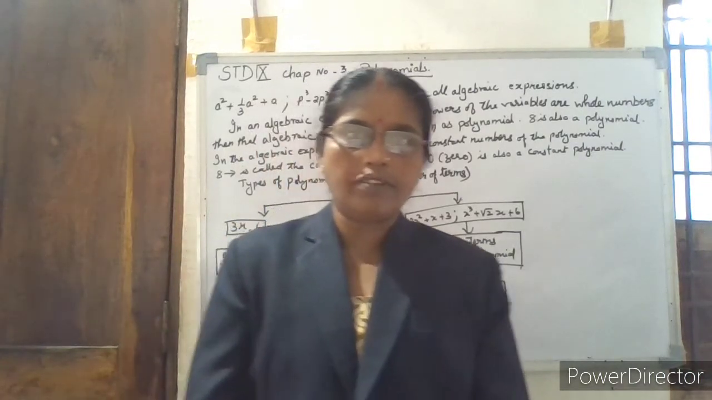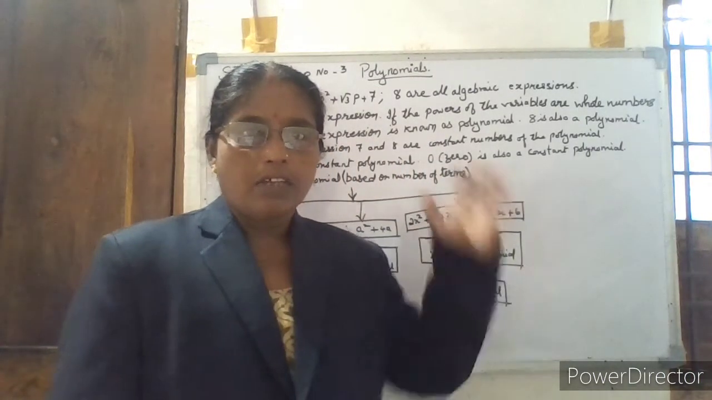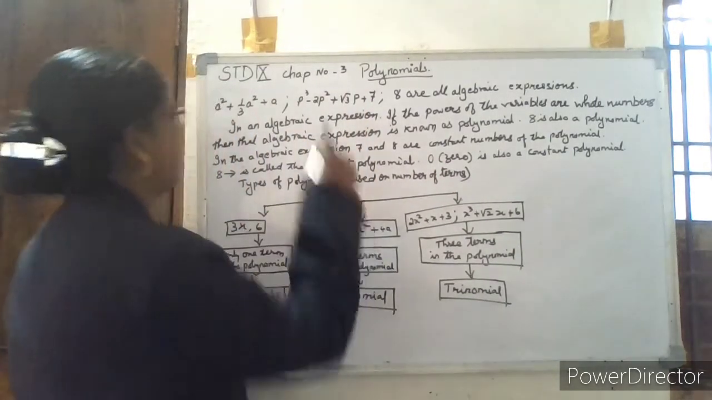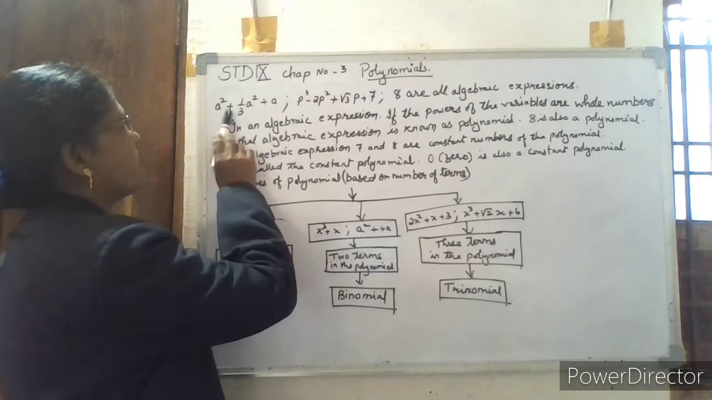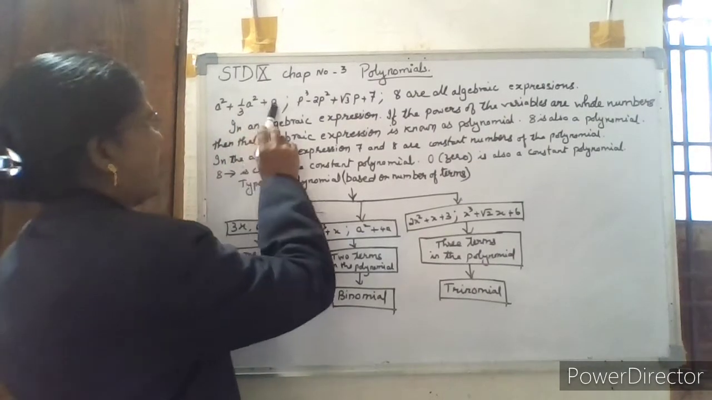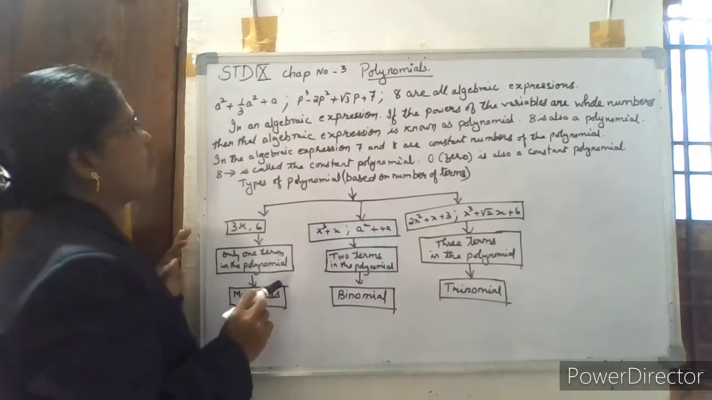Good morning, students. Today we'll start with Chapter 3, Polynomials. So what is a polynomial? First we'll see. See here: a squared plus 1/3 a squared plus a. This is an example of a polynomial.